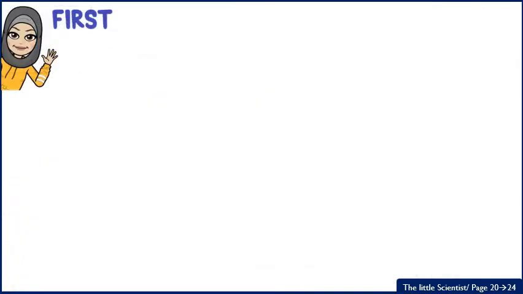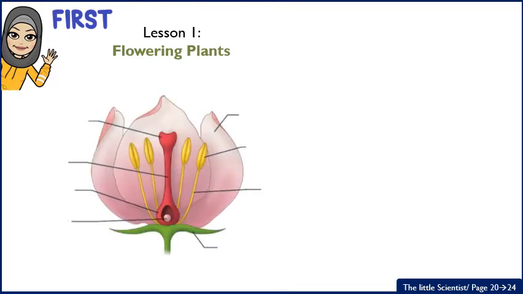The first lesson in this chapter is about flowering plants. Flowering plants are plants that carry flowers, and flowers have various shapes and colors. I will use this flowers diagram to talk about different flowers parts and their function, their role in the plant's reproduction. Let me start with the petals. Petals are the colored parts of a flower. They have beautiful and different colors, and they have beautiful smells to attract pollinators to the plant, such as bees, butterflies, bats, and other animals.